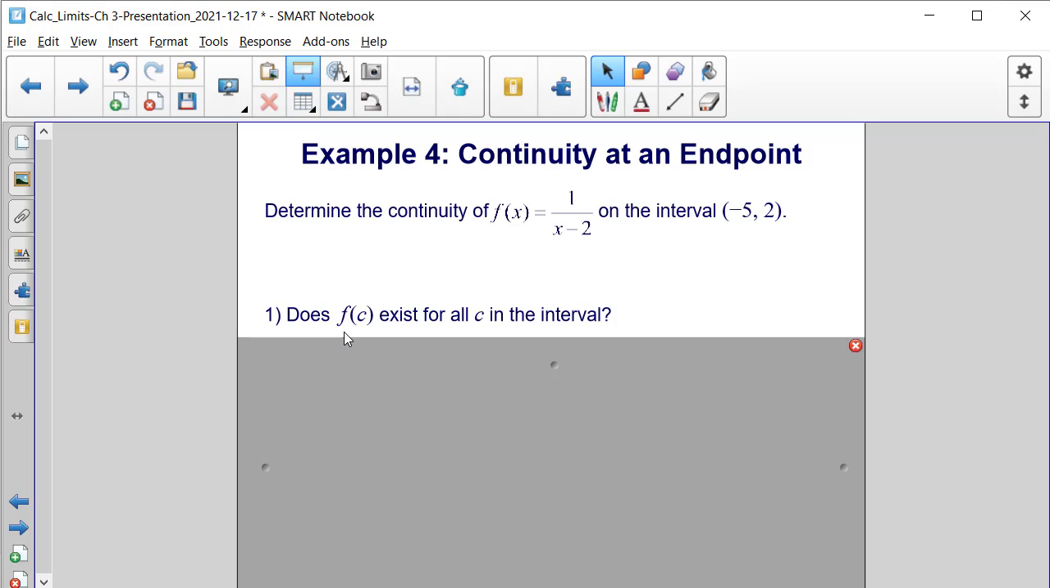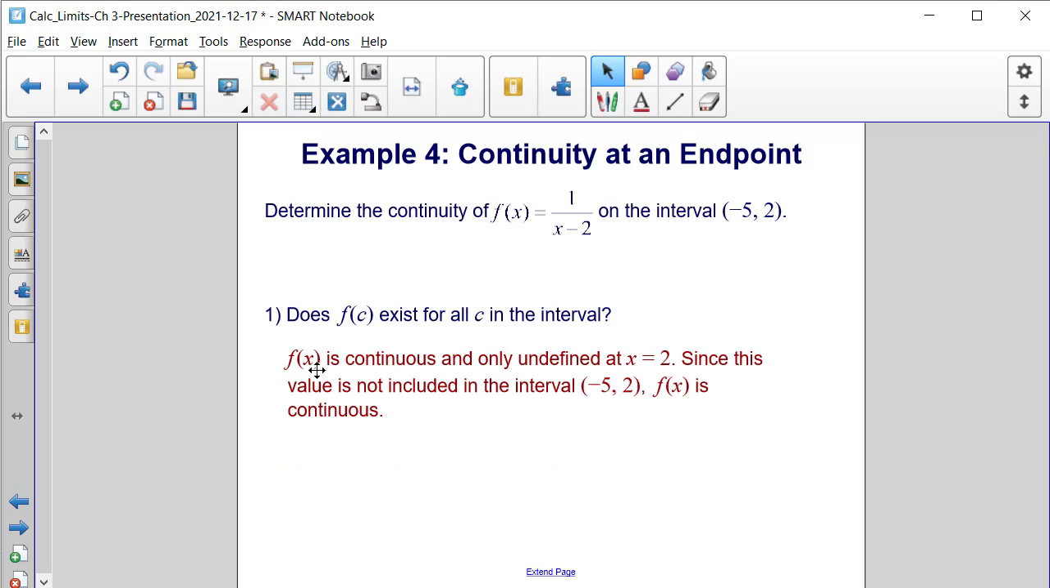So does f of c, or the function value at c, exist for all c values within the open interval, that is, from -5 to 2? So they do not include the endpoints. Well, f of x is continuous and is only undefined when x equals +2, and you would get a 0 in this denominator. Since this value of +2 is not included in the open interval from -5 to 2, f of x is continuous.